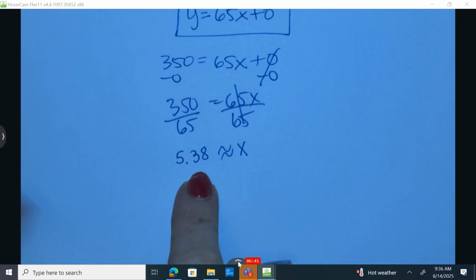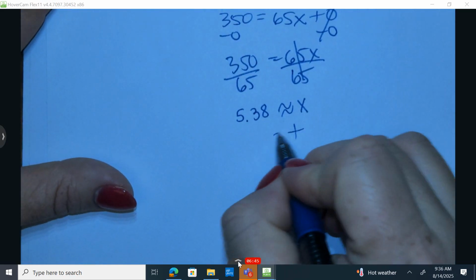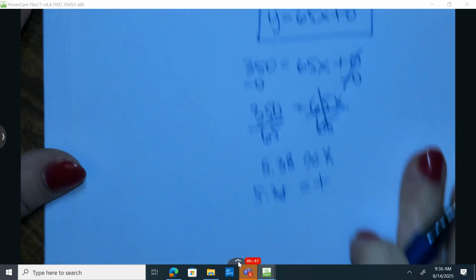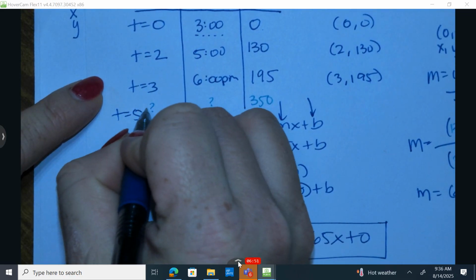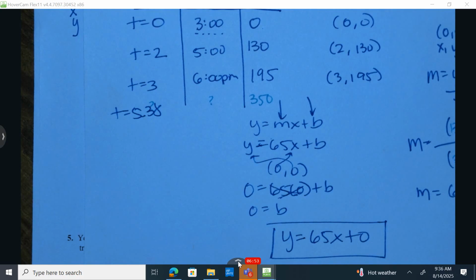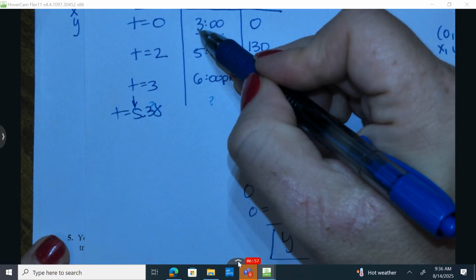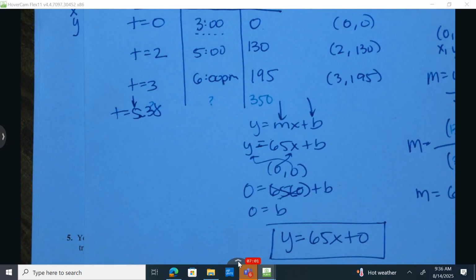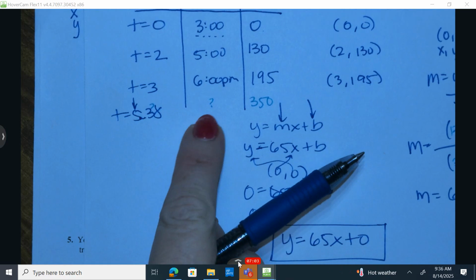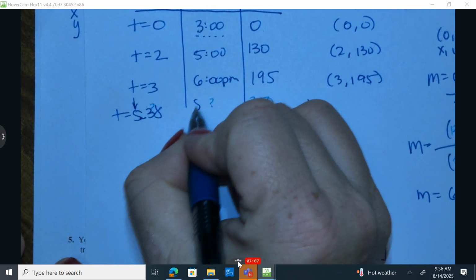We need to translate this. This right now is a t value. So can everybody write t equals 5.38? I'm going to come up here, and I'm going to write t equals 5.38. Well, what the heck does that mean? I need to translate it into time. This means 5 hours after. 5 hours after 3 o'clock will be the hour. So 3 plus 5 is 8. Okay, so put an 8 there.